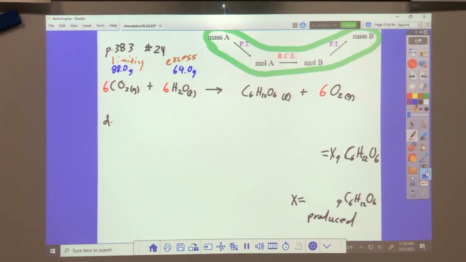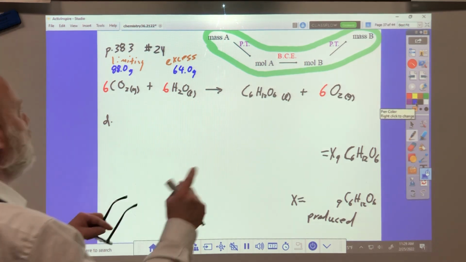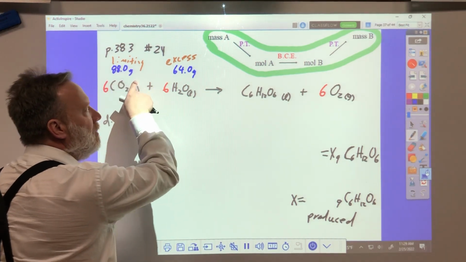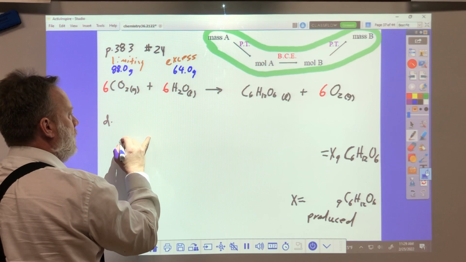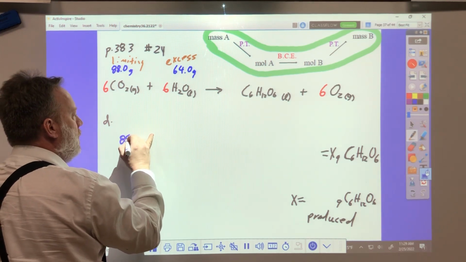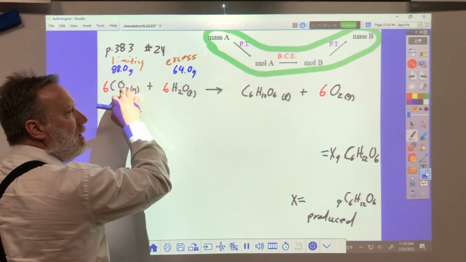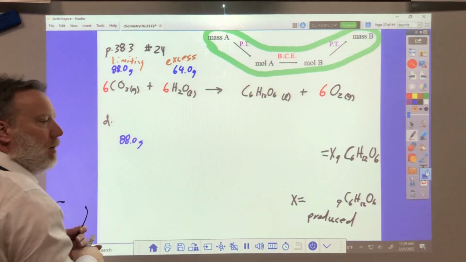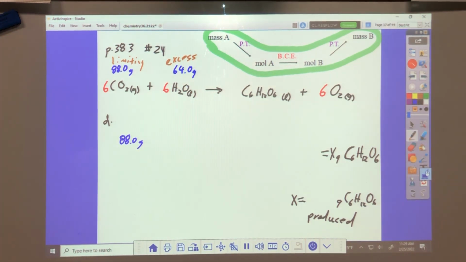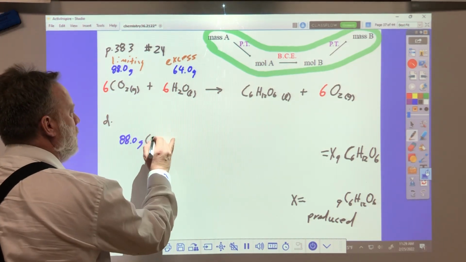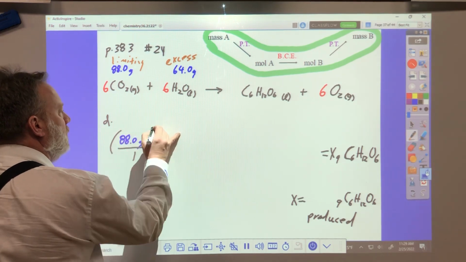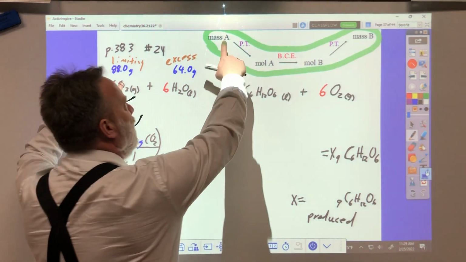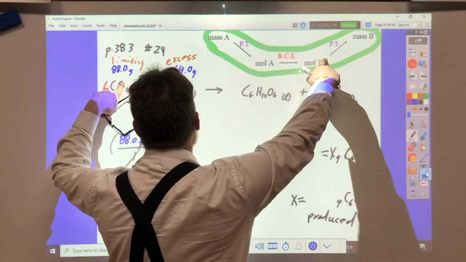And what we're starting with this time is the limiting. That's the big lesson of the day. Once you find the limiting, that's the one you're using. By the way, I was talking about excess and pointing to this one. This is the excess. Grams, 88 grams of CO2 over 1. So this is going to play the role of A. This is going to play the role of B.